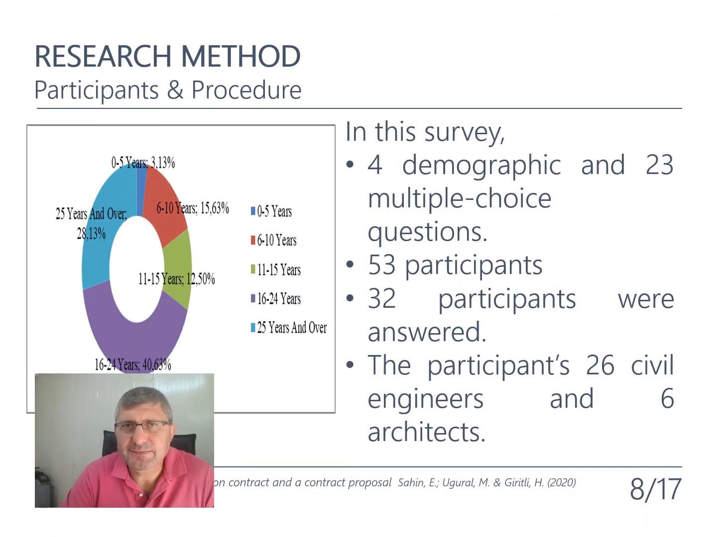In this survey, participants were asked demographic questions and 23 multiple choice questions to determine in which areas the problems are considered. 32 participants answered the questions directed to 53 participants. The participants' experiences were also taken into account when analyzing the answers given by 26 civil engineers and 6 architects. The participants are middle and senior managers, the majority with more than 15 years of experience. Also, the majority of the participants work in the private sector.